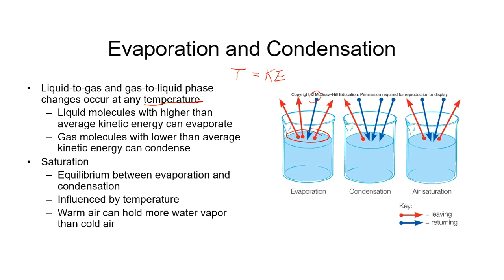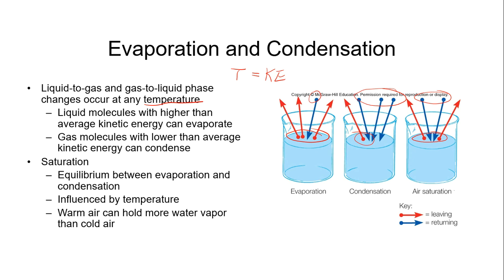But if for every one molecule that's evaporating, you have 3 molecules that are condensing, you have more water condensing into the cup, and your water level should rise. So you have a net condensation. But if it's perfectly balanced, for every one molecule that evaporates, you have 1 molecule that condenses. It's perfectly balanced. There's not going to be any change in the water level.